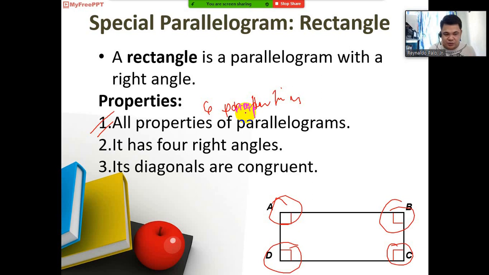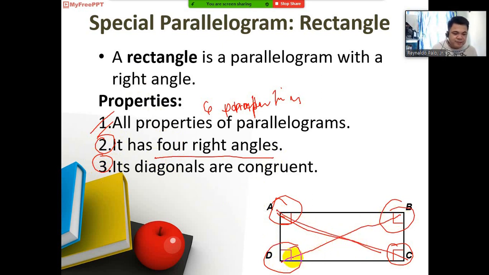Other than those 6 properties, what's with a rectangle? It has 4 right angles, just like what you are seeing in the illustration. Then the other one is that its diagonals are congruent. If we draw the diagonals of the rectangle, we can say that segment AC is congruent to segment BD. So there are 2 additional properties other than the 6 properties of a parallelogram: it has 4 right angles, and its diagonals are congruent.